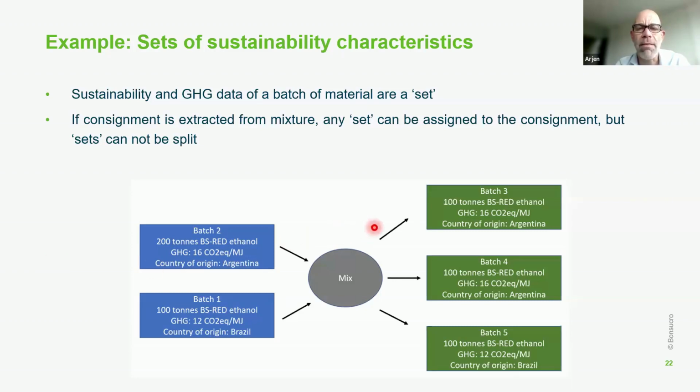And you can see that that has happened in the three batches. Here in batch three, there's 100 ton, which is related to the sustainability characteristics of batch two, exactly the same as the case for batch four, which has exactly the same sustainability characteristics as batch two. And then batch five has the same sustainability characteristics as batch one. So this is really how the rule shall be applied.